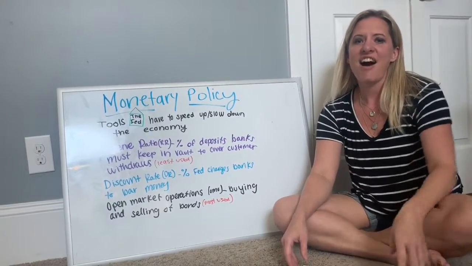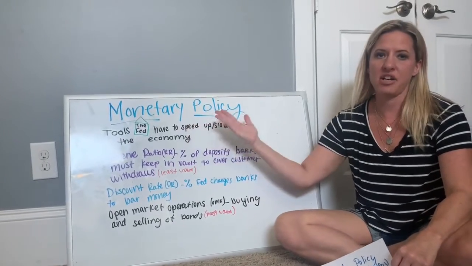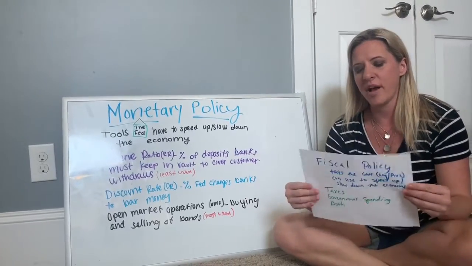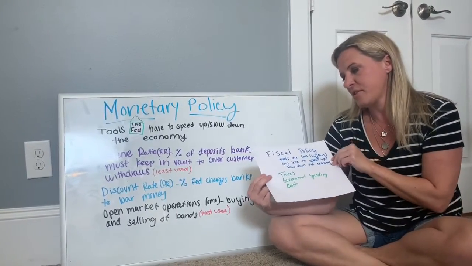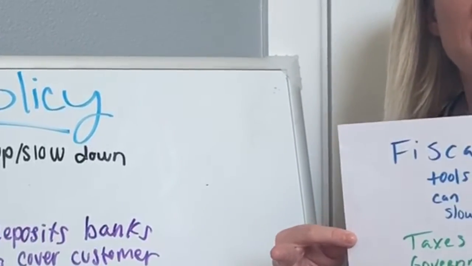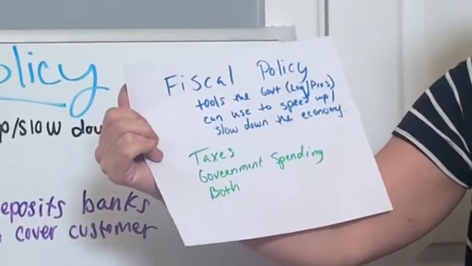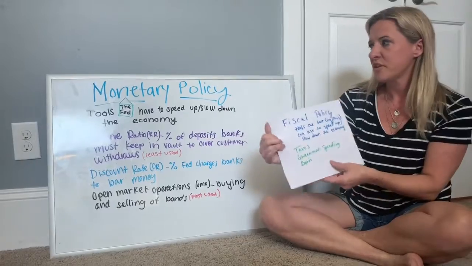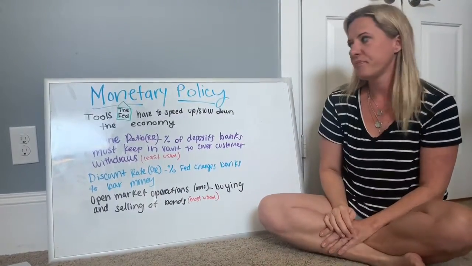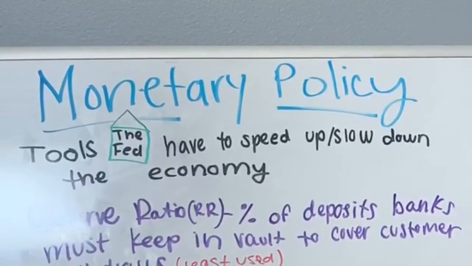Hey guys, on today's video I'm going to explain monetary policy. Remember a few videos ago I said that there's two ways to speed up or slow down the economy. The first one is fiscal policy, which would be the tools the government has to speed up or slow down: taxes and government spending are both. So today we're going to focus on the other one, monetary policy, the tools the Federal Reserve has to speed up or slow down the economy.